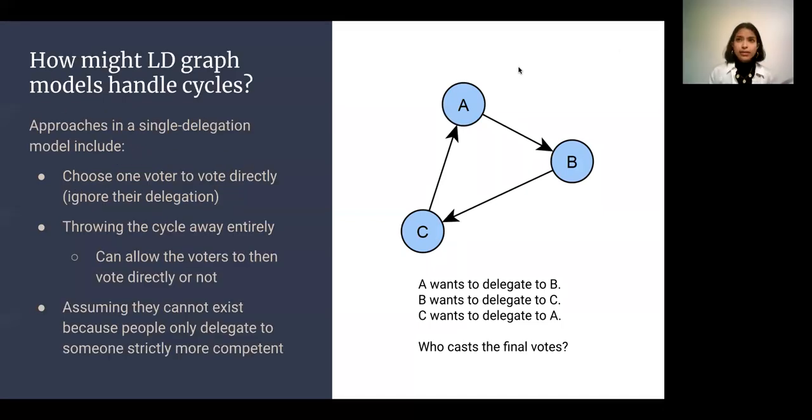Yeah, so in the existing literature, there are a number of ways that different liquid democracy models handle cycles. In a single delegation model, an approach might choose one voter to vote directly and essentially just ignore their delegation. Another option is to just throw the cycle away entirely. And a third option that some models might use is to assume that these cycles can't exist because people can only delegate to somebody strictly more competent than them.